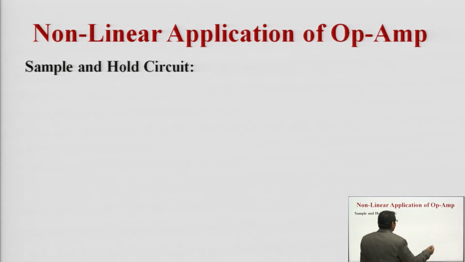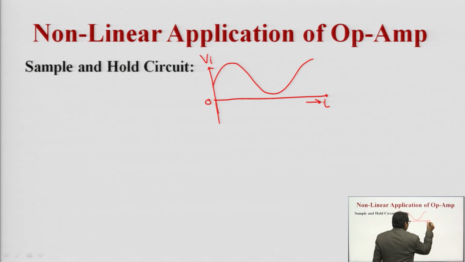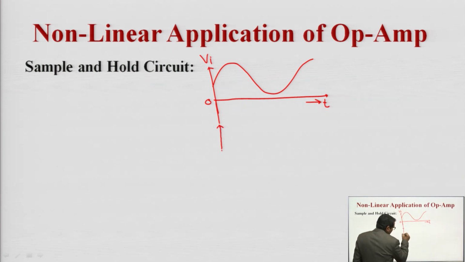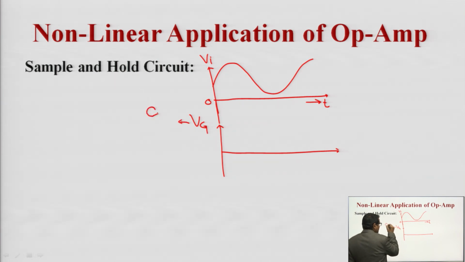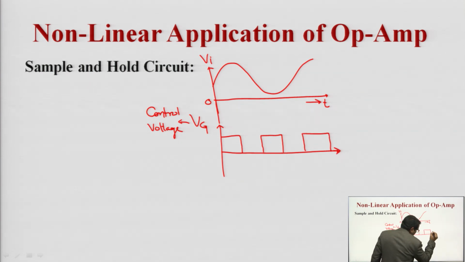Now, next, if you consider the input signal V I, input signal V I, and here is the control voltage V g, the control voltage, and it is a square wave. For example, we consider 0 to 5 volt.